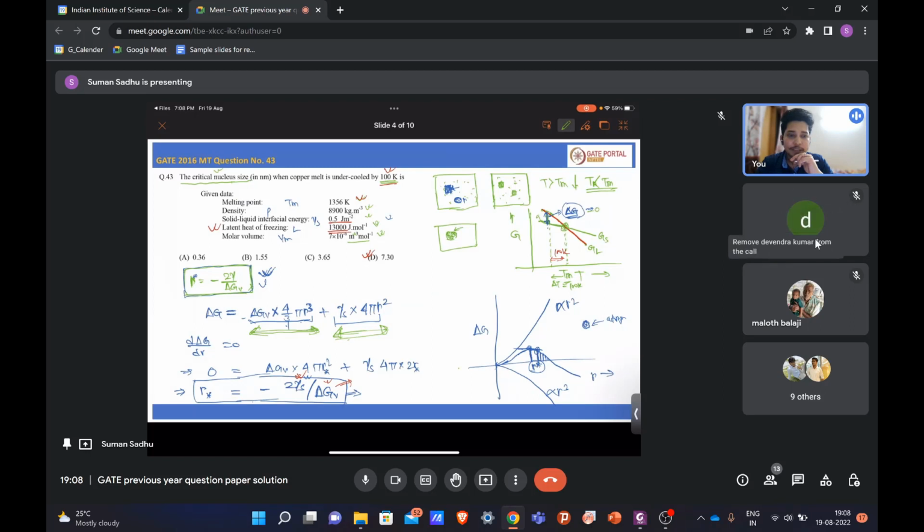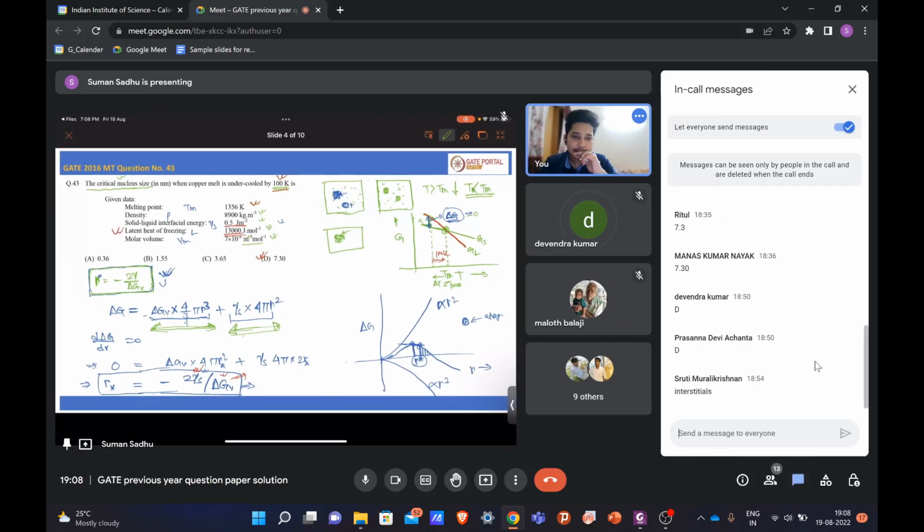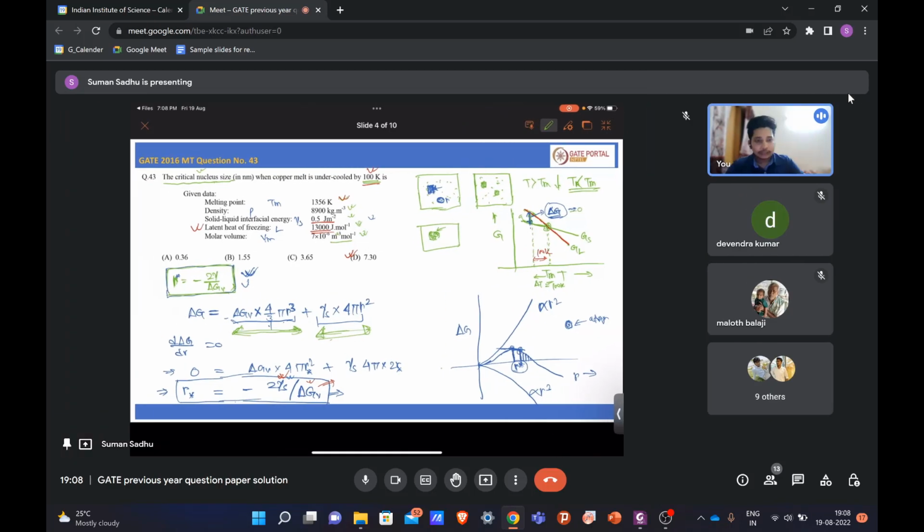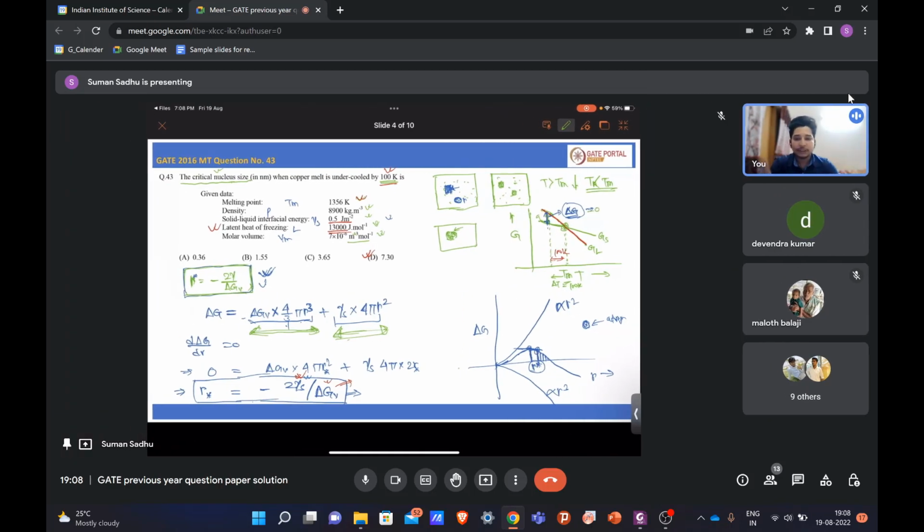You have the idea about critical nucleus? What is critical nucleus? Okay, critical nucleus is basically the smallest size of the cluster that is stable when you are solidifying. So, okay, it will be better to explain it from the beginning. Okay, I am writing here.